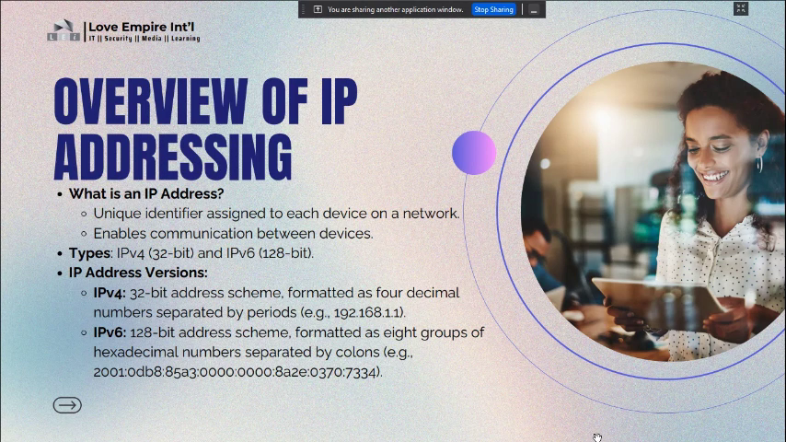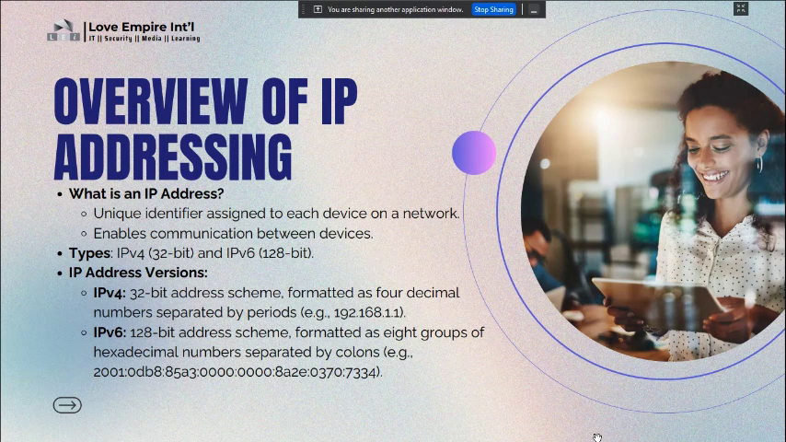So an IP address is simply a unique identifier assigned to each device on a network. It is a unique identifier assigned to each device on a network. Okay, that means when they say it's unique, two devices on a particular network cannot have the same IP address. So every system has a unique IP address on a particular network.